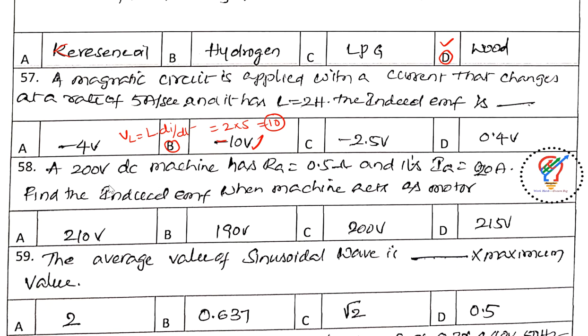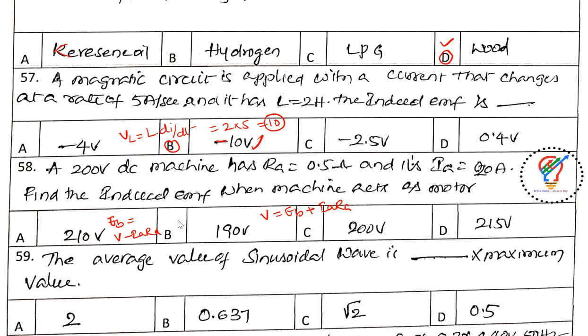Next one. A 200 volts DC machine has an armature resistance of 0.5 ohms and an armature current of 20 amperes. Find the induced EMF when the machine acts as a motor. When the machine acts as a motor, the basic formula is V is equal to EB plus IA into RA, the basic formula you know. EB is nothing but the induced EMF or back EMF. EB is equal to V minus IA into RA.